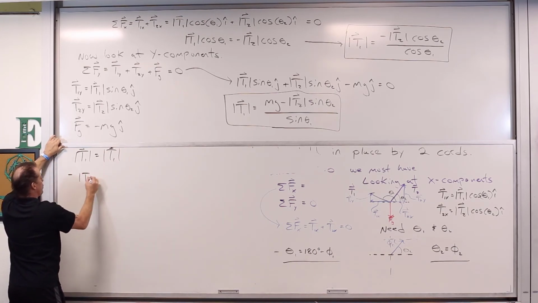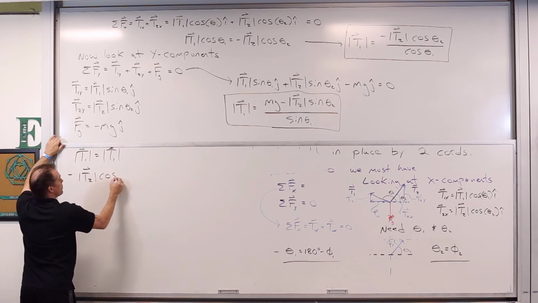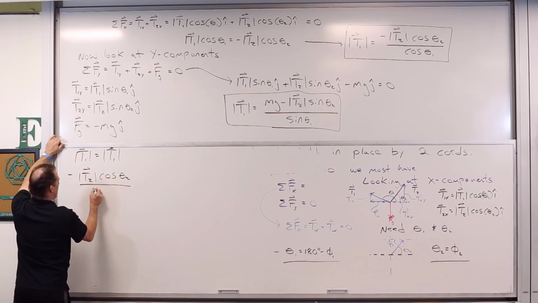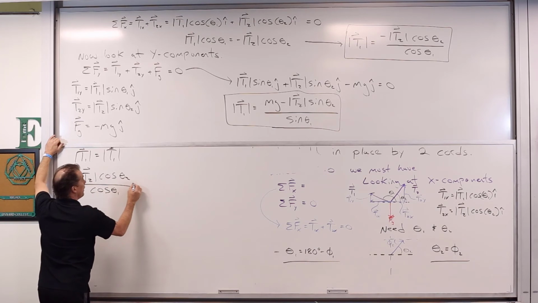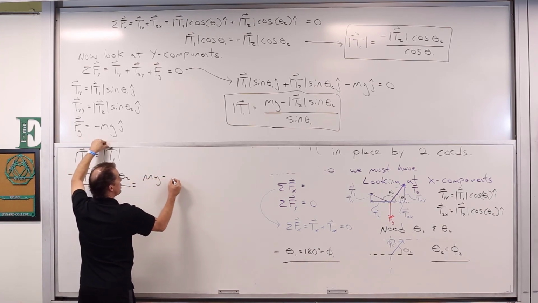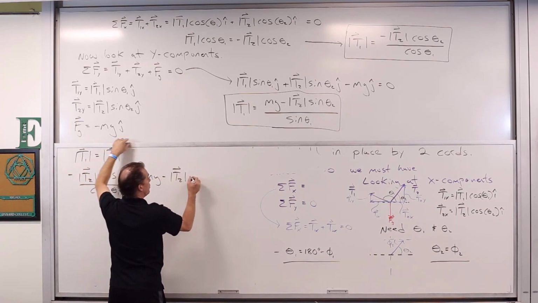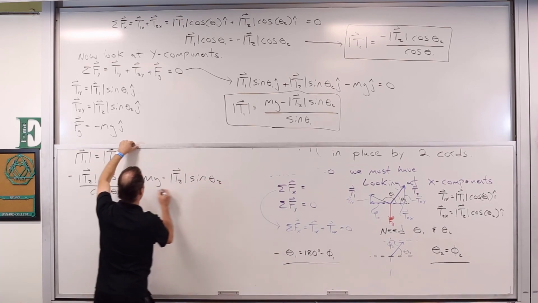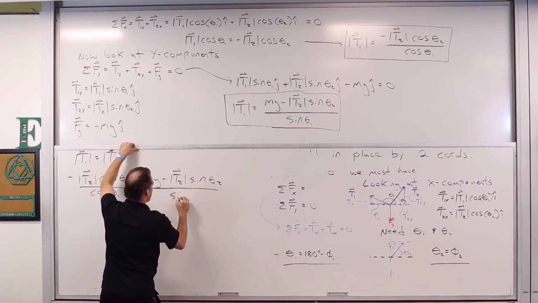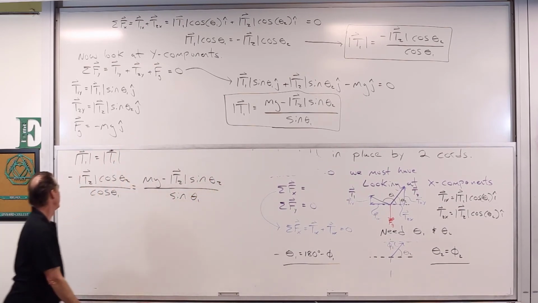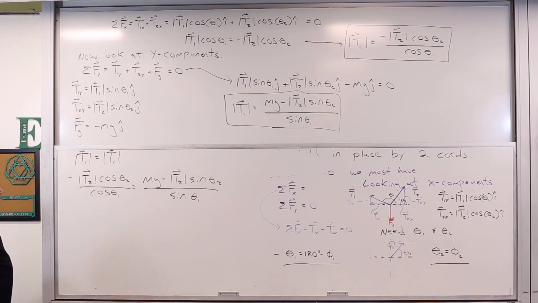Negative magnitude of T2 times the cosine of theta 2 divided by the cosine of theta 1 is equal to mg minus the magnitude of T2 times the sine of theta 2, all divided by the sine of theta 1. What could we do with this? Well, once again, we could solve this out for T2. And what do we get?